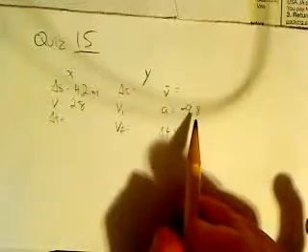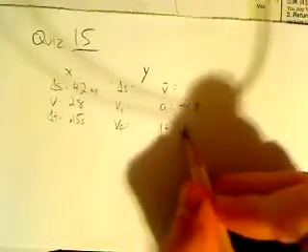To find the time, do the delta s divided by the velocity, which is going to give you 0.15 seconds for that, and that's going to be the same in both dimensions.